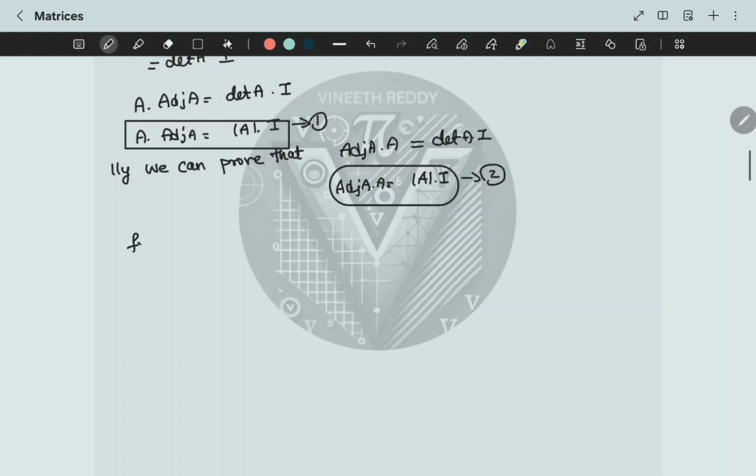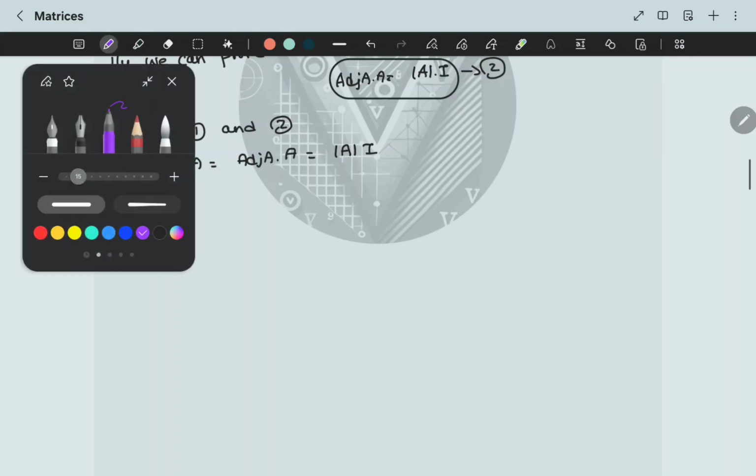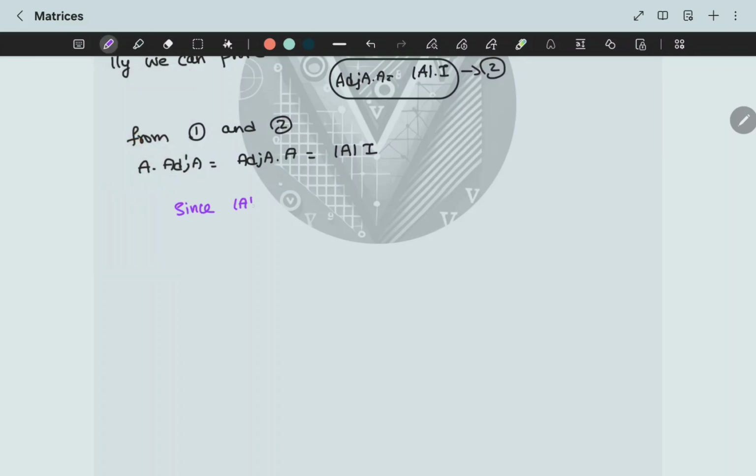So from 1 and 2 we can say A into adjoint A is equal to adjoint A into A is equal to determinant of A into I. Now since determinant of A is not equal to 0, we can divide with determinant of A throughout the equation. So we will get A into adjoint A by det A is equal to adjoint A by det A into A is equal to det A by det A into I.